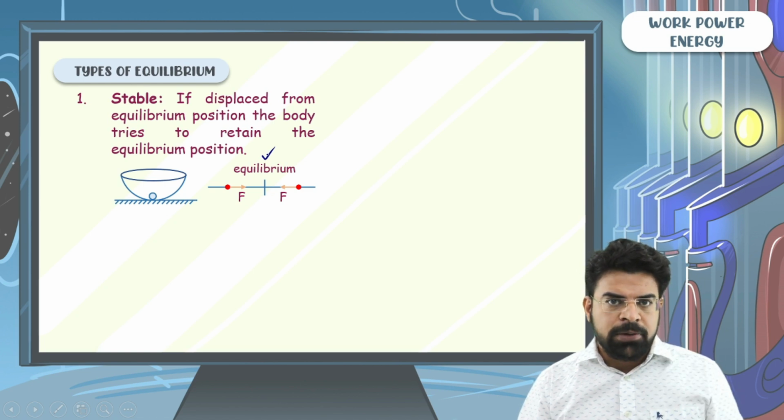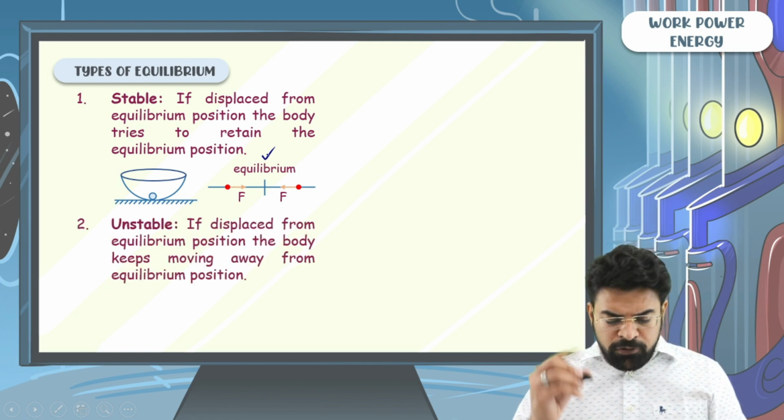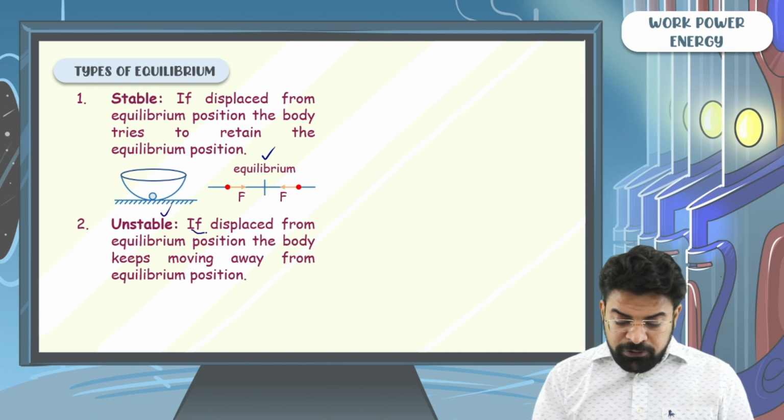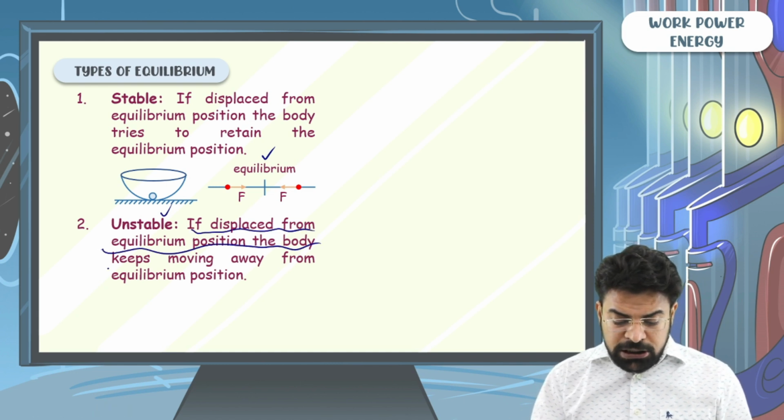So now let's talk about the next type of equilibrium, unstable equilibrium. If displaced from the equilibrium position, the body keeps on moving away from the equilibrium position.